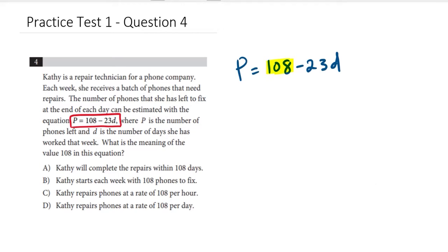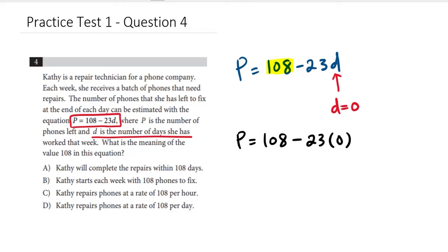Let's say D is the number of days she's been working on the phones that week. Let's say D is equal to 0, which means she hasn't done any work on the phones that week. Then what would be the P value? Let's try that. P would be 108 minus 23 times 0. Then the P value will be 108, where P is the number of phones left to work on the next day or following days.